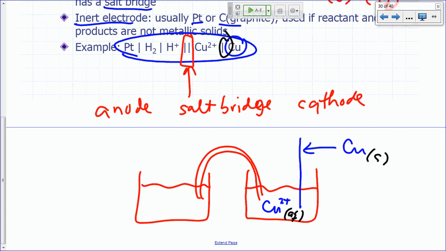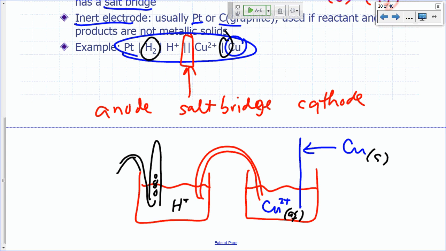What about H plus and H2? So you have an acid here with H plus, right? And what do you know about H2? That's a gas, right? So I have to be bubbling in some gas in here. So I have to have some kind of contraption here where I can bubble in some gas. Maybe a tube that would bubble in some hydrogen gas there, a source of hydrogen, right?